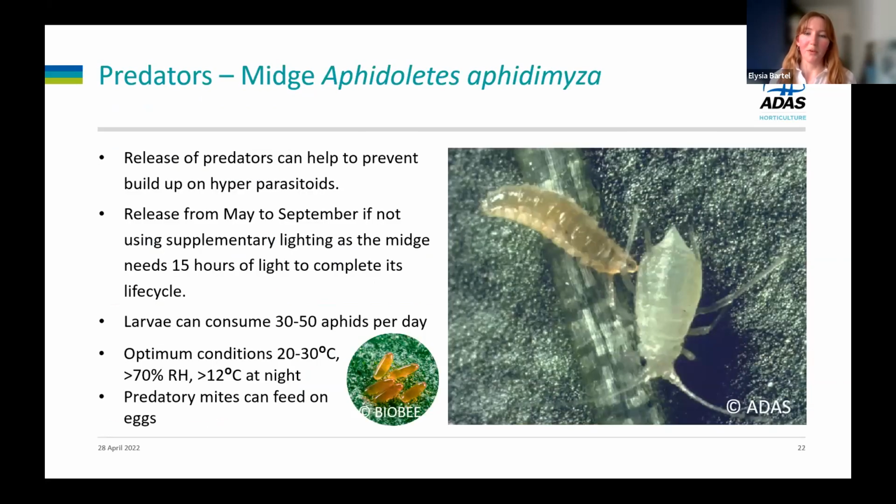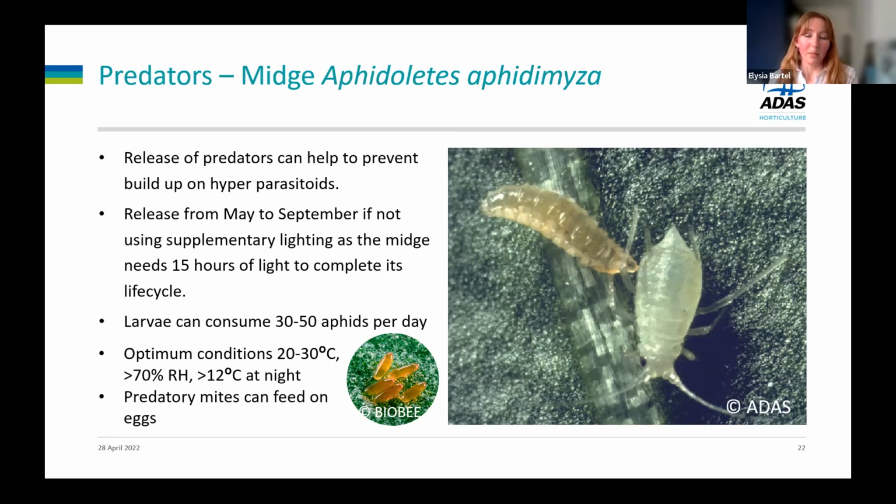To reduce build-up of hyperparasitoids, it's best to incorporate predators into an IPM program, and the predatory midge larva Aphidoletes aphidimyza is a great choice. And I know this because I have lost a lot of aphid cultures to this midge. It can be released once daylight hours exceed 15, and that's between May and September, and it performs best between 20 and 30 degrees. It particularly needs it to be warm at night when that's when it's active.